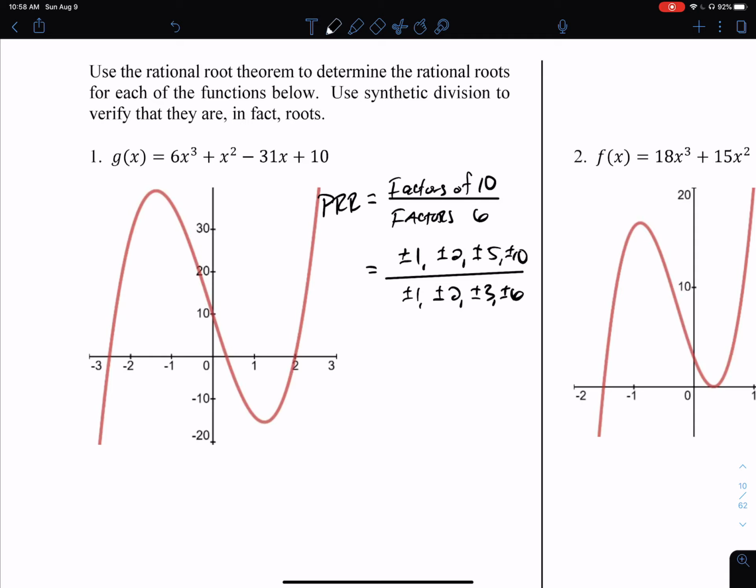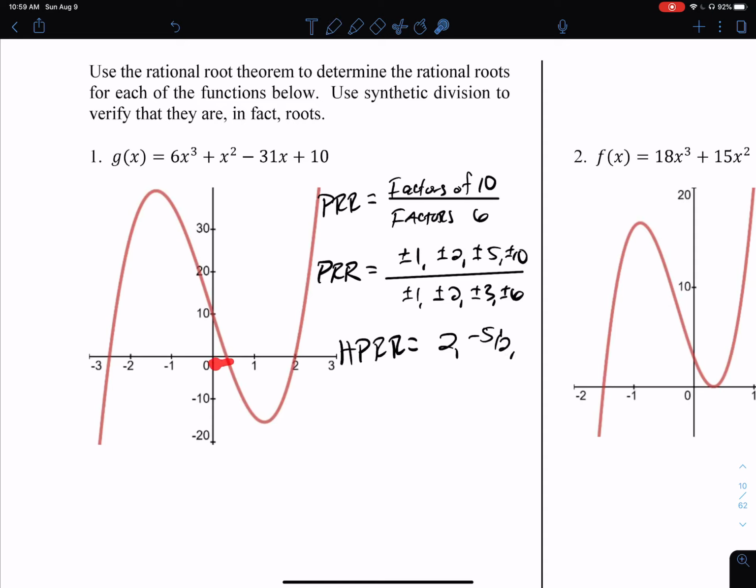I'm not going to list all the combinations of those. This gives me enough to go by to list, because what I'm really after is the highly possible rational roots. 2, highly possible. This looks like it could be negative 2.5 or negative 5 over 2. That seems very likely.